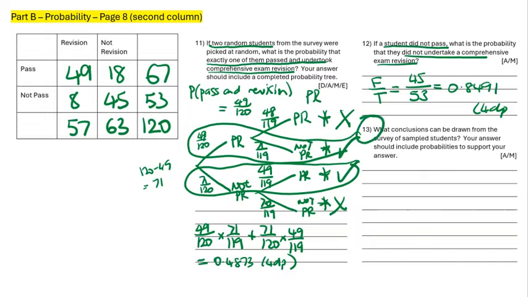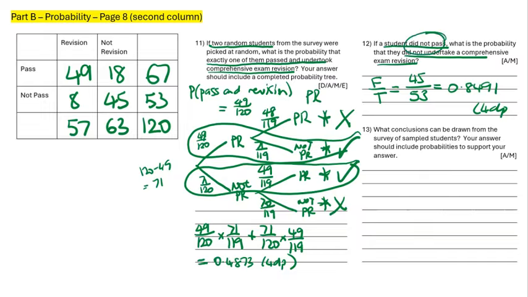So we're now on to question number 13, and the question asks us what conclusions can be drawn from your survey of sampled students. Your answer should include probabilities. Now, questions like this often back up and follow probability type questions. So this question here asked you to find out the probability that someone did comprehensive exam revision given they didn't pass. So it would make sense to make a comparison or draw some kind of conclusion. It would make sense to find, well, what's the passing equivalent?